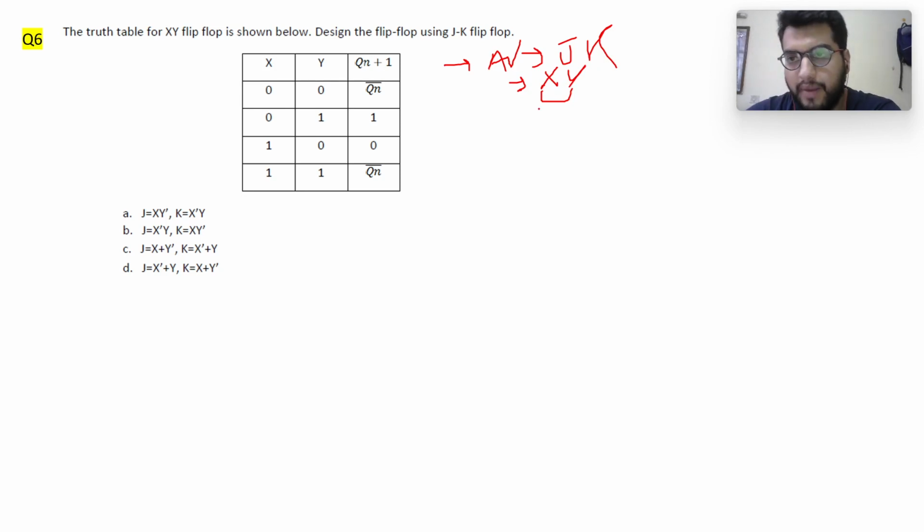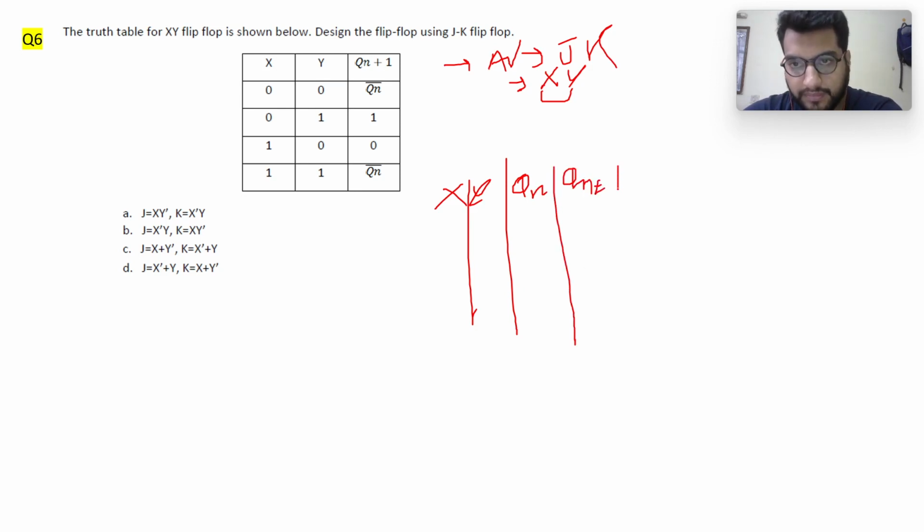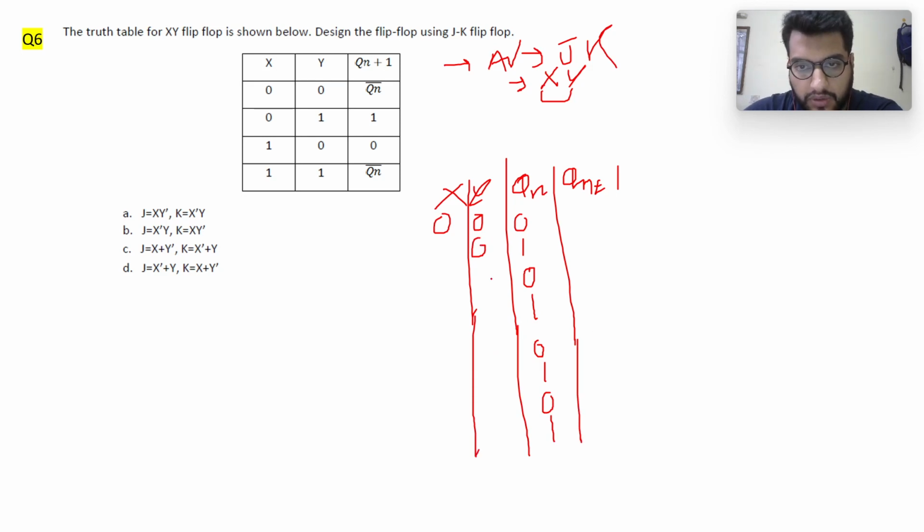Then we have to write down the characteristic table of the required flip-flop. So the required flip-flop is XY. My inputs are X and Y, my current state is Qn, and my final state will be Qn plus 1. So it's 0 0 0 1 0 1 0 1 0 1, then 0 0 1 1 0 0 1 1, and finally 0 0 0 1 1 1 1.